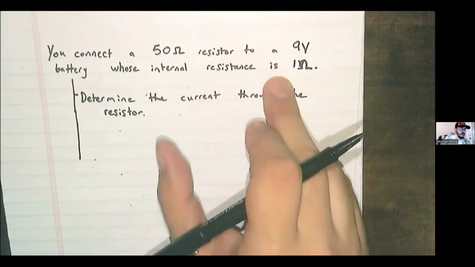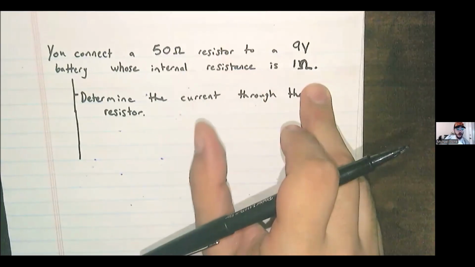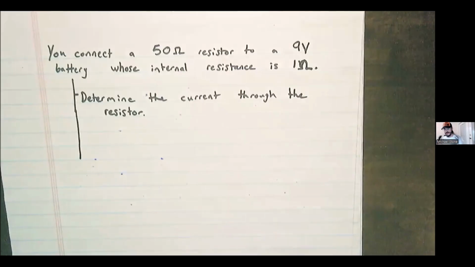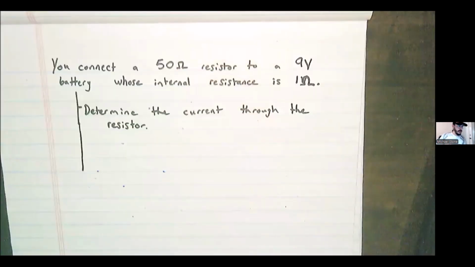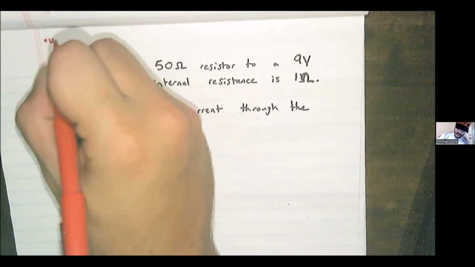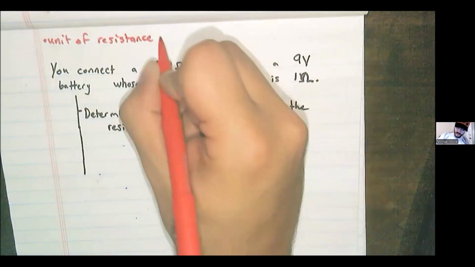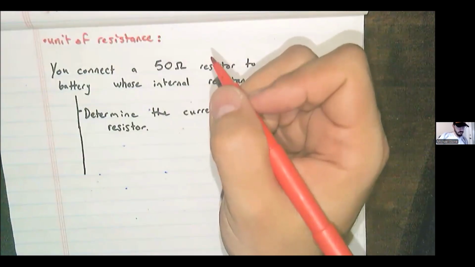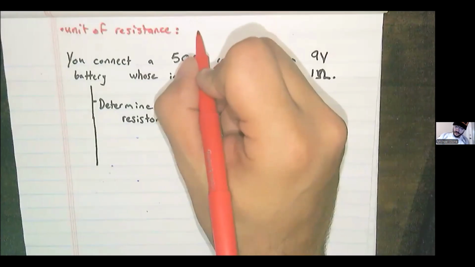You connect a 50 ohm resistor to a 9-volt battery whose internal resistance is 1 ohm. Only now am I realizing that, looking back on the previous page, I didn't remember to do my usual thing of telling you the units for resistance. So I have to double back on that. The units of resistance, named for Georg Ohm, who formulated that law we were just talking about, are ohms.